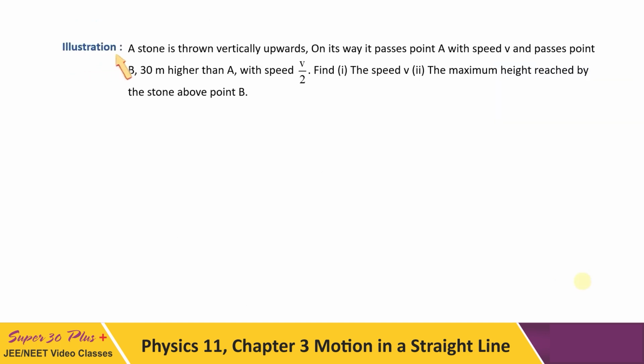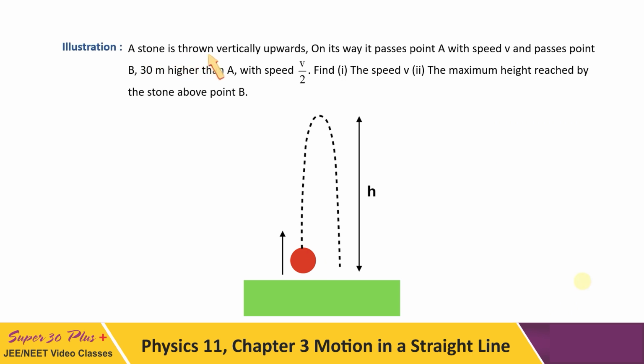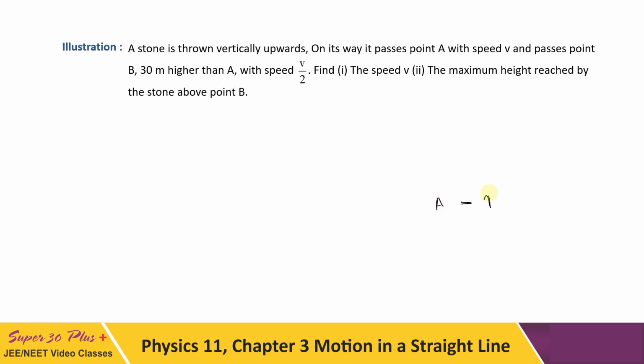One more illustration is there. A stone is thrown vertically upward. On its way, it passes point A with speed v and passes point B, 30 meters higher than A. Okay, so let us draw this situation first. A, it is passing with v, and B, which is 30 meters higher. So this is B, the distance between A and B being 30 meters. At point B, its speed is v/2. Find the speed v and the maximum height reached by the stone above B. These two things are to be calculated.